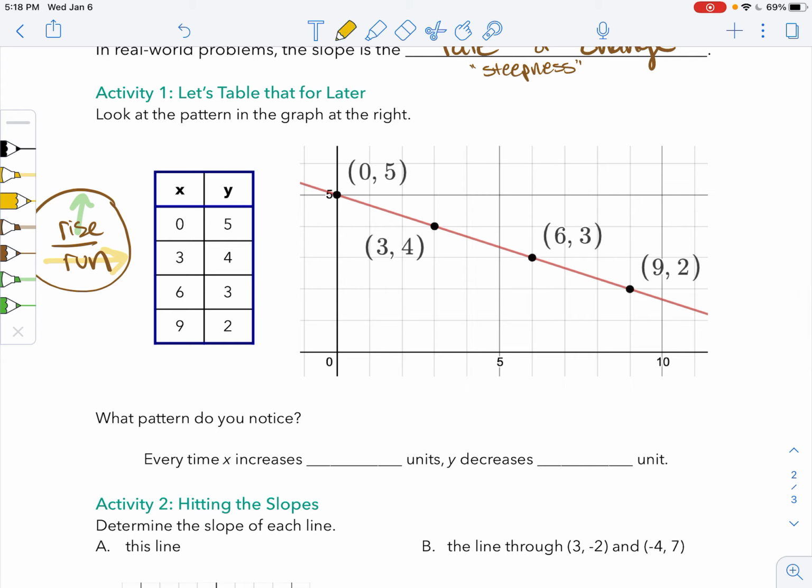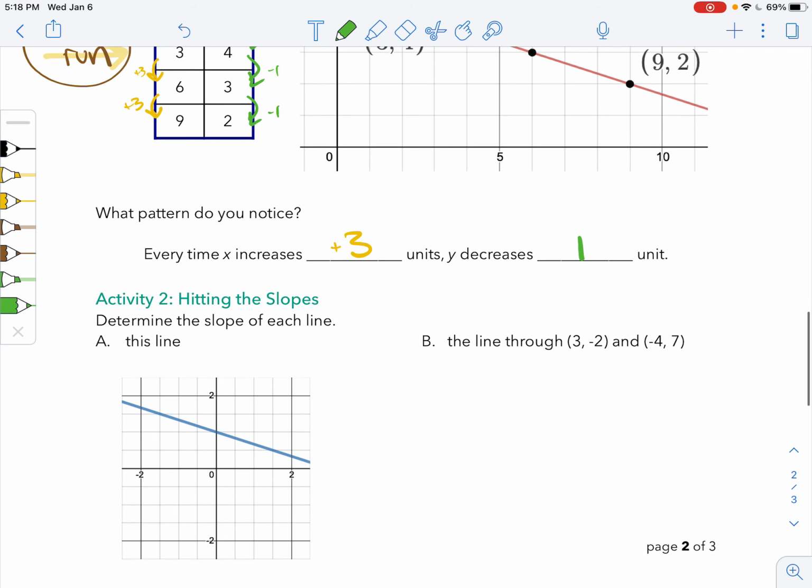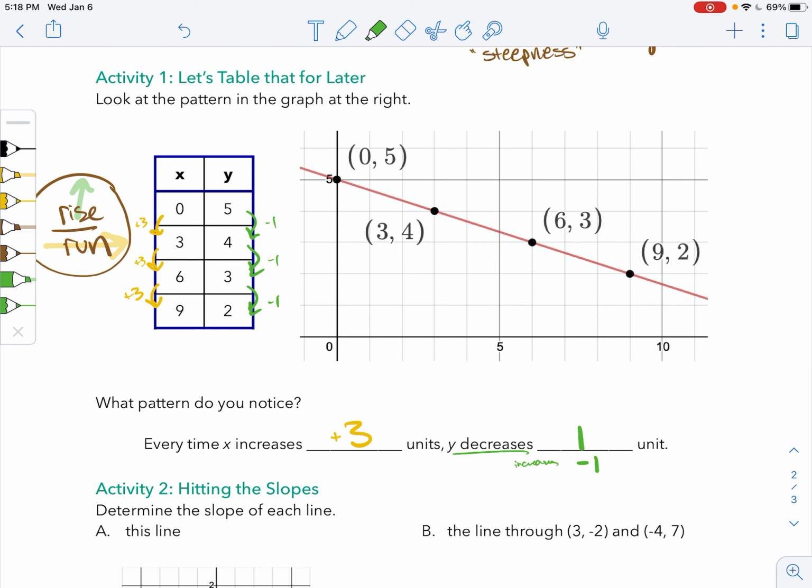Well, we know that the x's go up by 3 every time. So the change in x is plus 3, and the change in y goes down 1 every time. So every time that x increases by a positive 3, y decreases by 1 unit, or you could say it increases by -1 because it's going to decrease. Okay, anyway. But on our graph, that looks like, okay, so we go down 1, we go over 3.